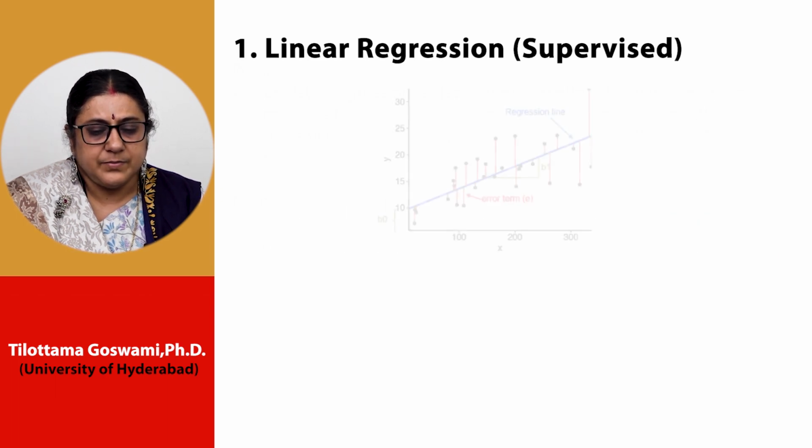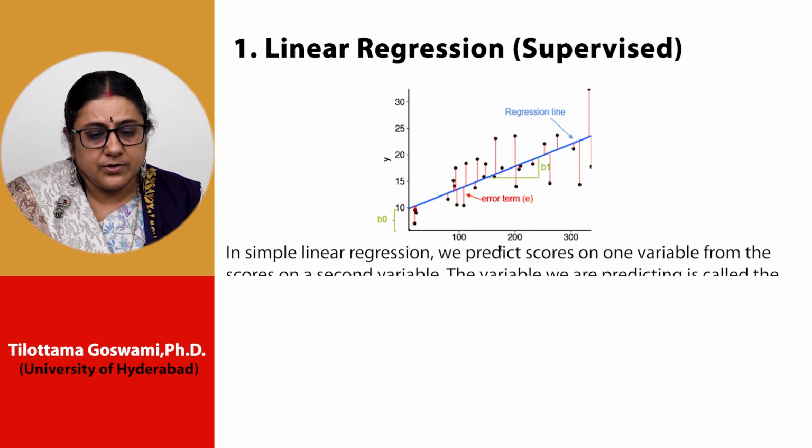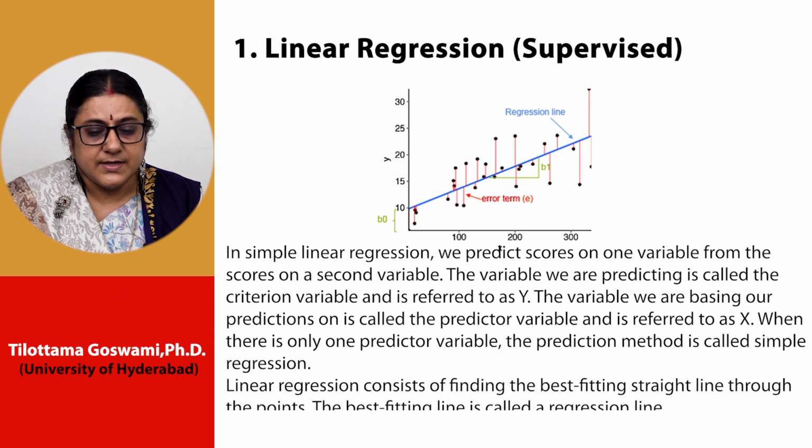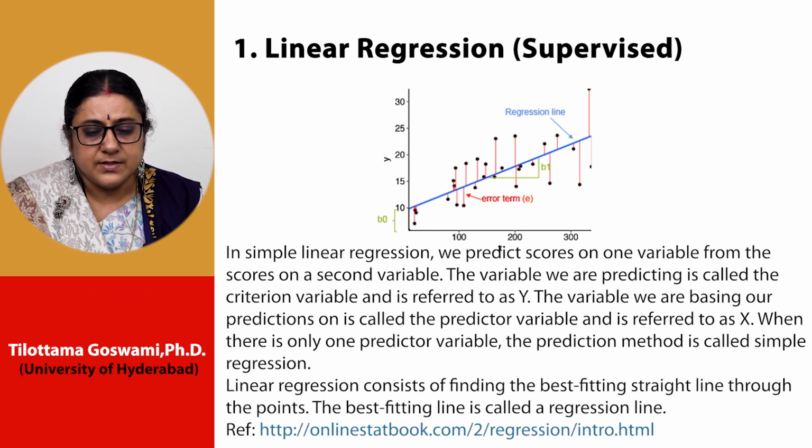Linear regression is supervised, where we predict the scores of one variable from the scores of a second variable. So there are two variables, x and y. X is the predictor variable and y is the criterion variable. Linear regression tries to find the best fitting straight line through the points. So these are the data points, and the line is trying to fit the points. The distance between the points on the line and the actual data points gives the error term E.